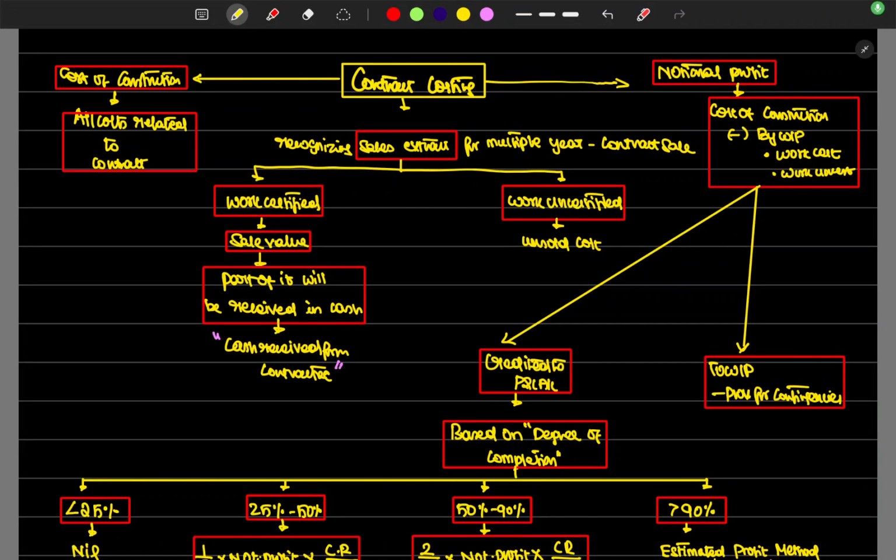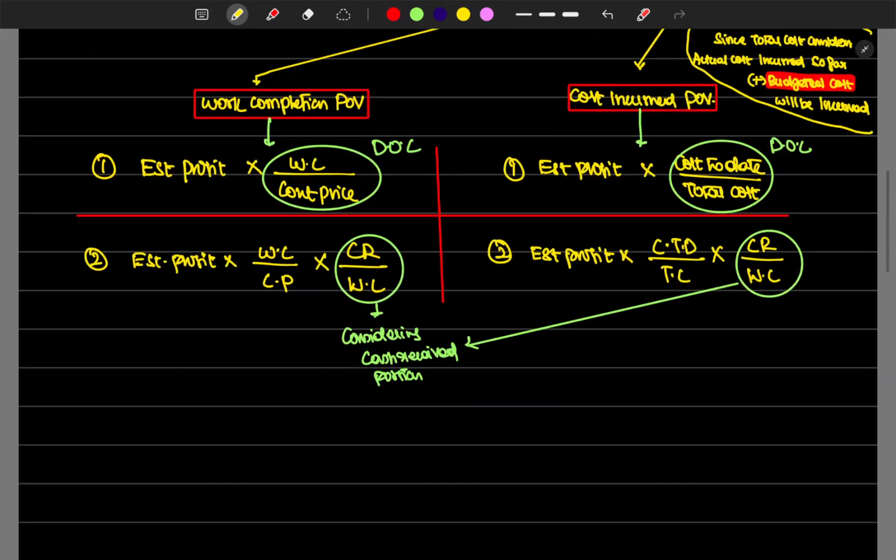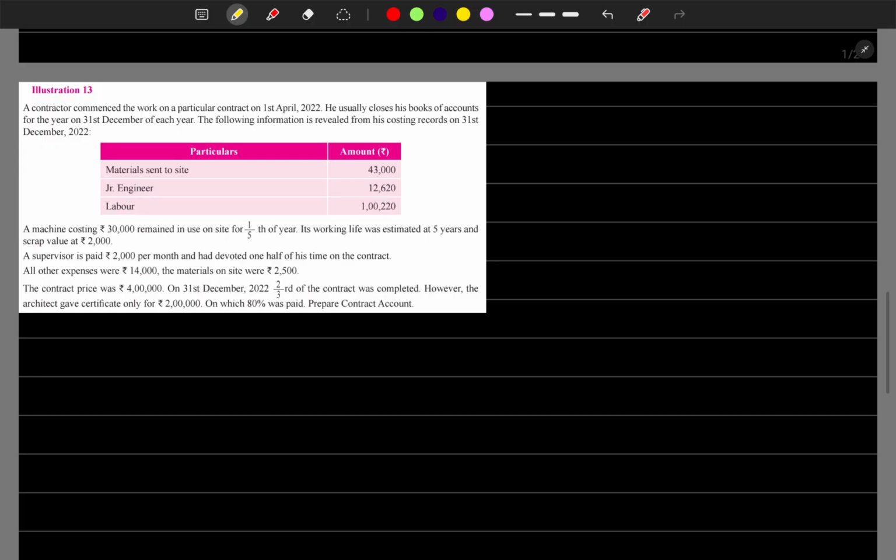Hey guys, welcome back. Today we are going to see the concept of contract costing. This is from Cost Accounting Group 1 in CMA Inter, and I am going to discuss the concept today, and we'll solve a problem tomorrow.